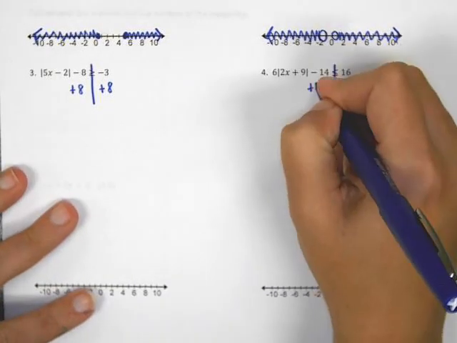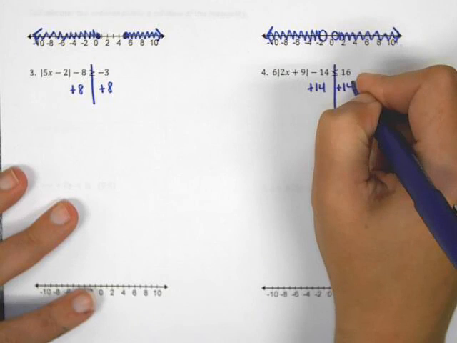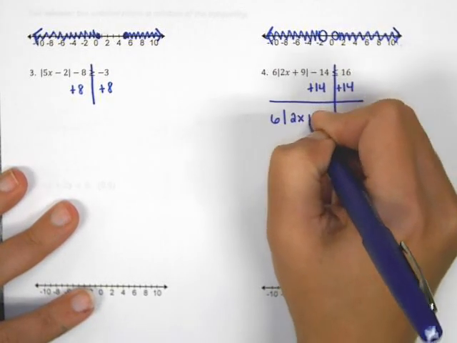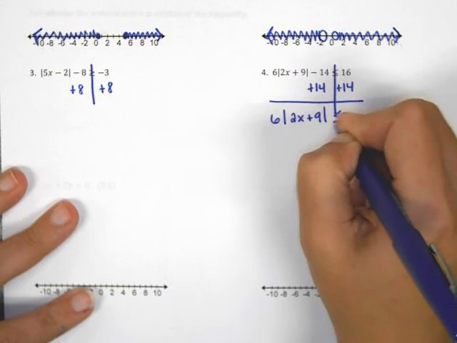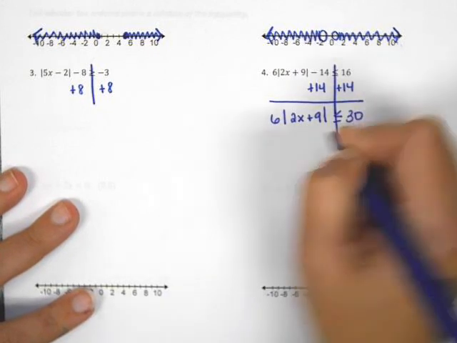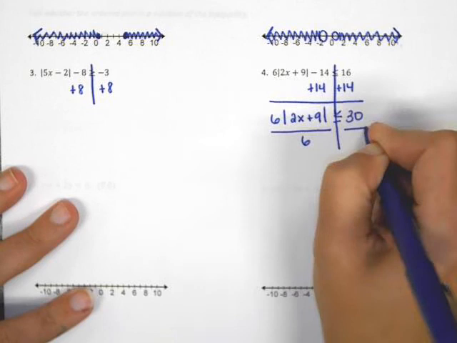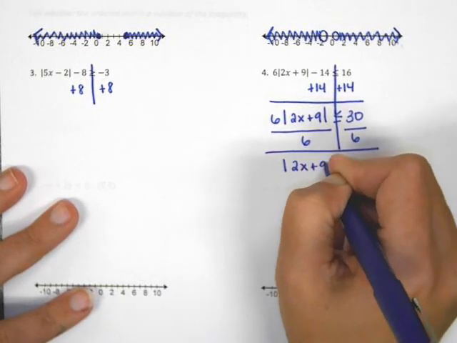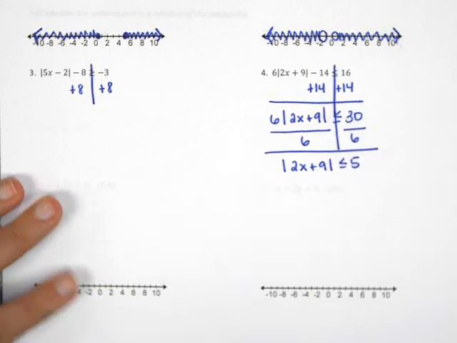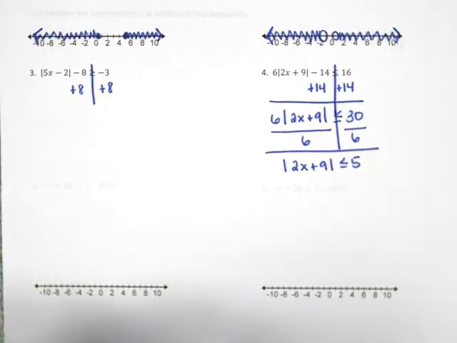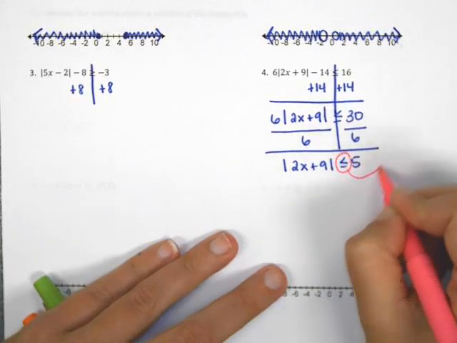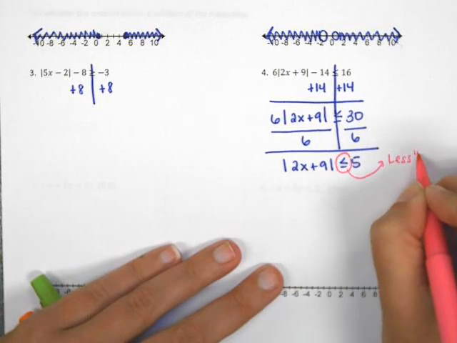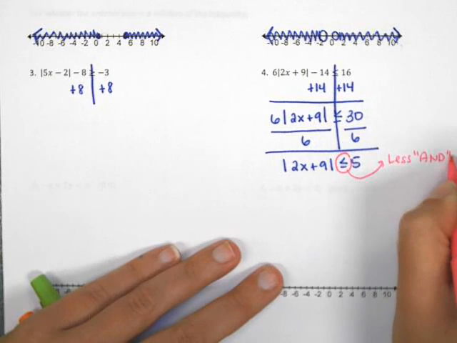Again, I'm going to isolate the absolute value. So I'm going to add 14 on both sides. 6 times the absolute value of 2x plus 9 is less than or equal to 30. Now I'm going to divide by 6 on both sides. So I'm going to get the absolute value of 2x plus 9 is less than or equal to 5. Now here I see I have a less than, which means I'm going to make a less than sandwich.